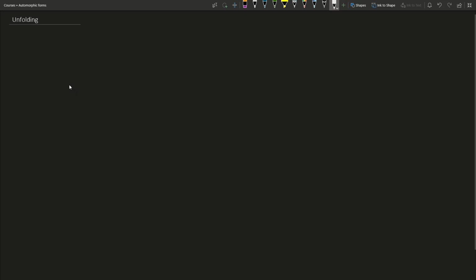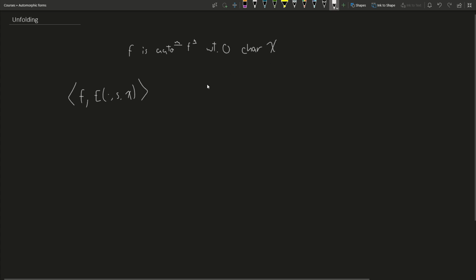All right, so I'm going to talk about this technique of unfolding, which is a technique for evaluating Petersson inner products between some function f and an Eisenstein series E(z, s, χ), where the inner product is taken with respect to the z. That's why I write a dot. So here, f is going to be an automorphic function of weight 0 and character χ, in both of these level N.